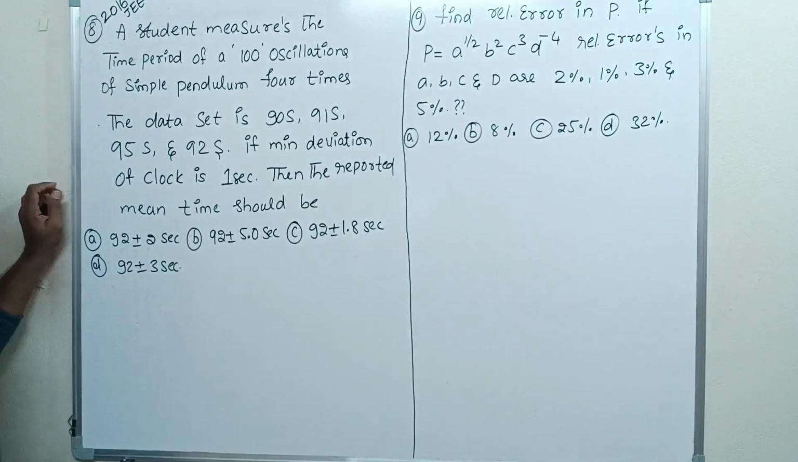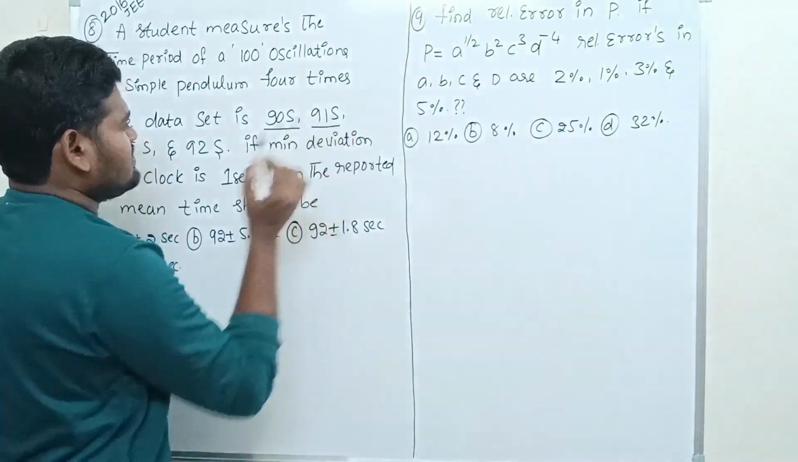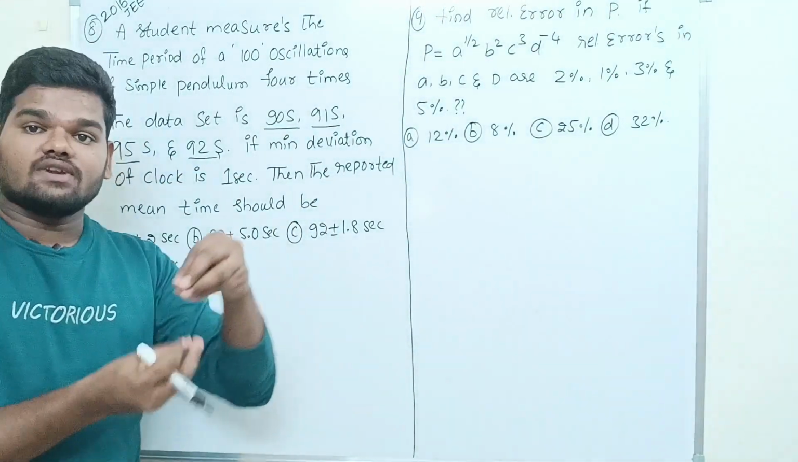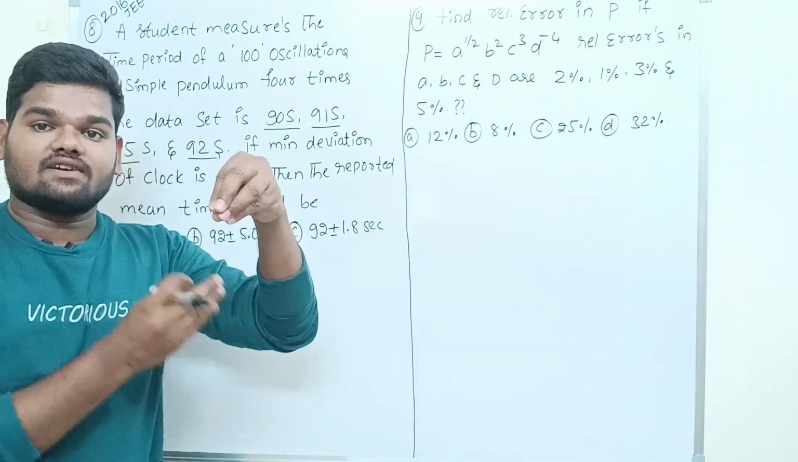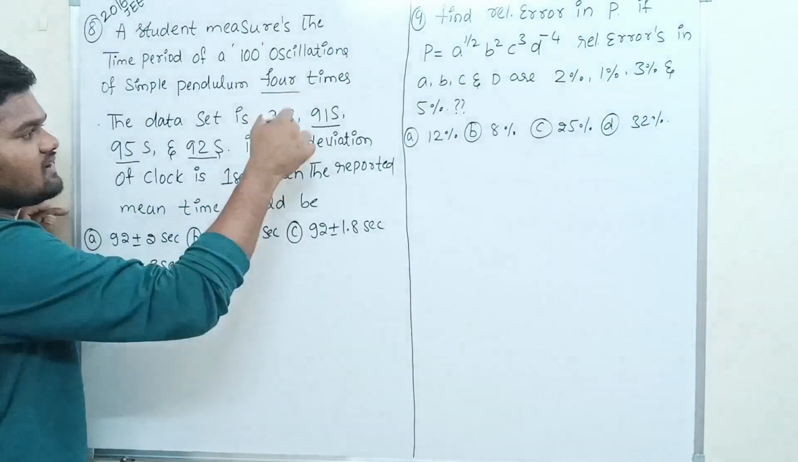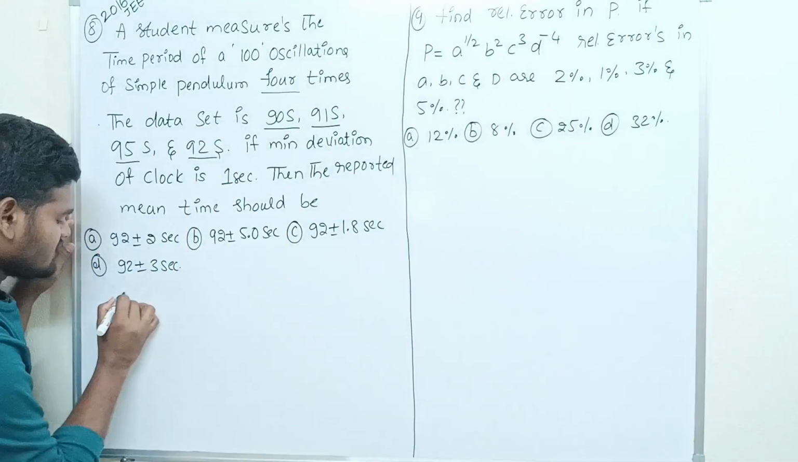This is a 2016 JEE Mains question. What is given? A student measures the time period of 100 oscillations of a simple pendulum 4 times. The data set is 90 seconds, 91 seconds, 95 seconds, 92 seconds. That means the student measures 100 oscillations of a simple pendulum and repeats the experiment 4 times, and noted the time periods as given.